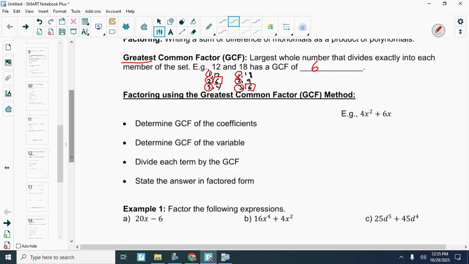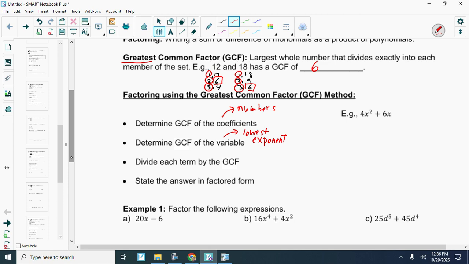So the thing that you're going to do is look at the coefficients. Remember, the coefficient just means the number in front of the variable. So coefficients are the numbers. Then determine the GCF of the variable. This is where we look at the lowest exponent. If they both have an x, but maybe one has an x squared and the other has an x, you can only take out one x because we have to look at the lowest exponent.